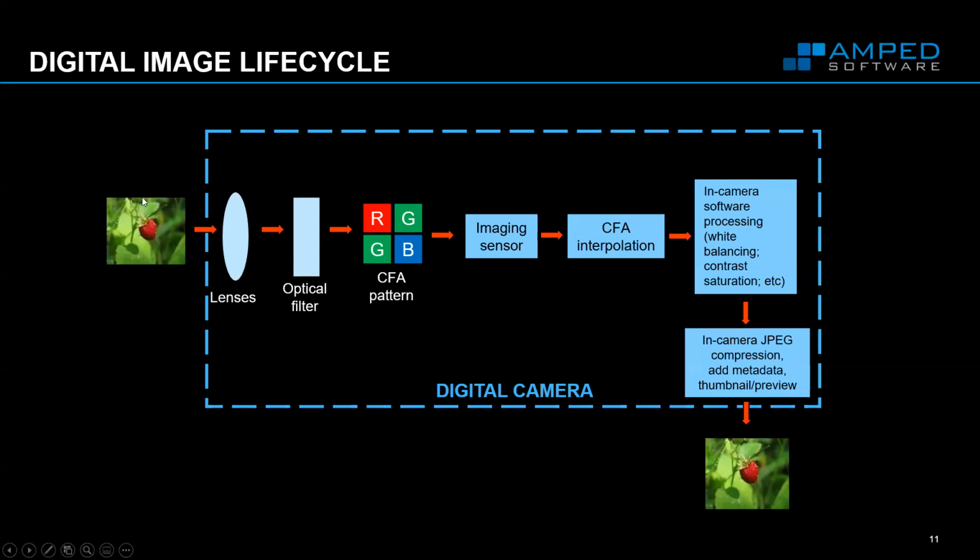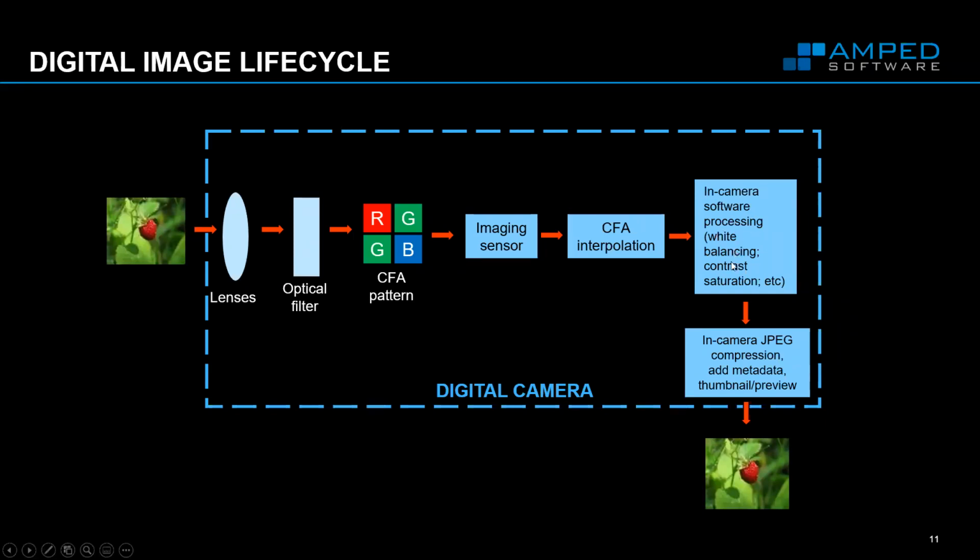We start from the scene that we have here, this strawberry, which goes through the lens of the mobile phone, through an optical filter which will remove unwanted light components, and then through this CFA pattern, which will separate different light wavelengths. So it will allow the imaging sensor, which captures only light intensity and not color, to capture a mosaic of red, green, and blue values, which will then be demosaiced by this CFA interpolation. So at this point, we have a full color image, let's say, which gets processed by the software.